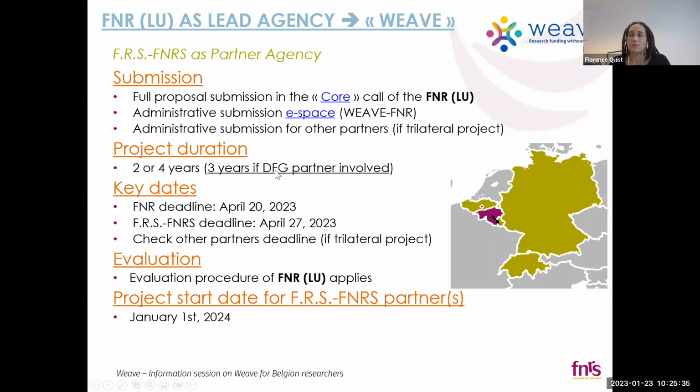And if there's a specific case, if you include a German partner from the DFG, the project is capped at 3 years. It's 3 years and nothing else. Here are some key dates. So the FNR deadline is on April 20th, which makes the FNRS deadline 7 days afterwards, April 27th. And of course, you have to check the other partner's deadline if you have a trilateral project. Once again, the evaluation procedure of the FNR will apply, so they will be responsible for the entire evaluation process. And the project start will be on January 1st, 2024.